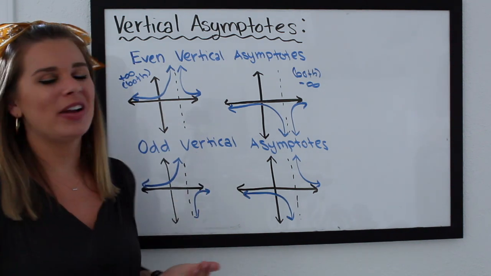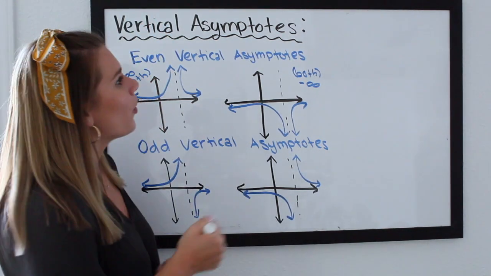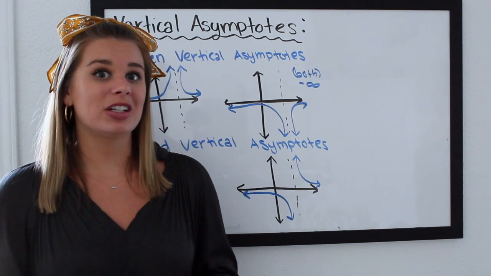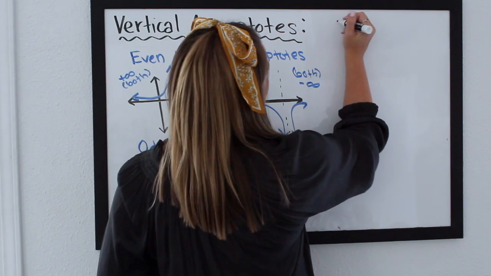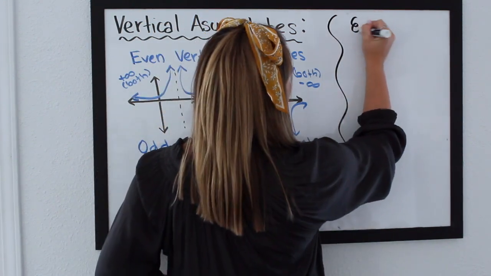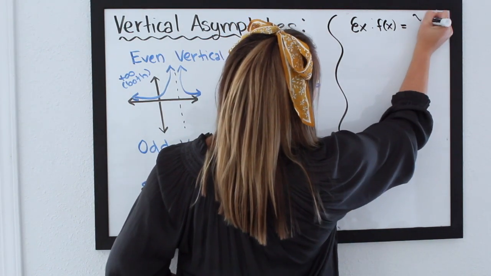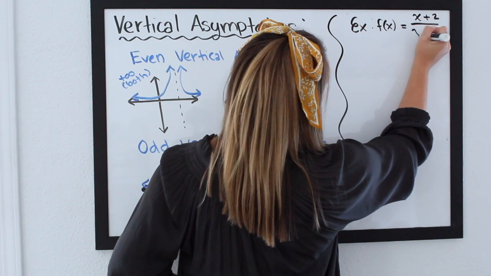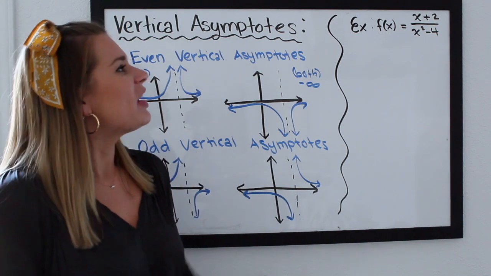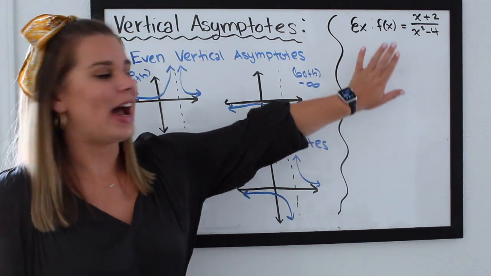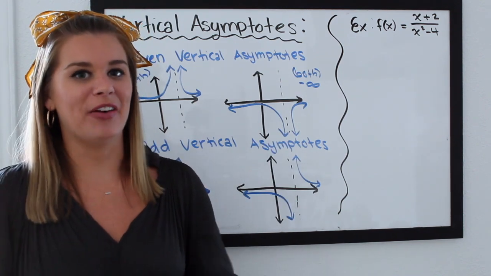So now, how do I find if my graph has vertical asymptotes? Well, here is what you do. We're going to go through an example. I'm actually going to use the example from when I demonstrated how to find a hole. So our example was f of x equals x plus 2 over x squared minus 4. Okay, so we already determined that this actually had a hole, but it also has a vertical asymptote, and I'll show you how I know that.